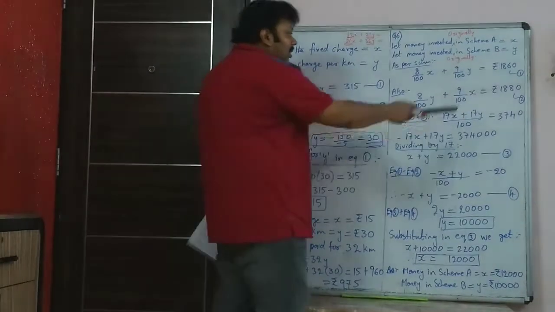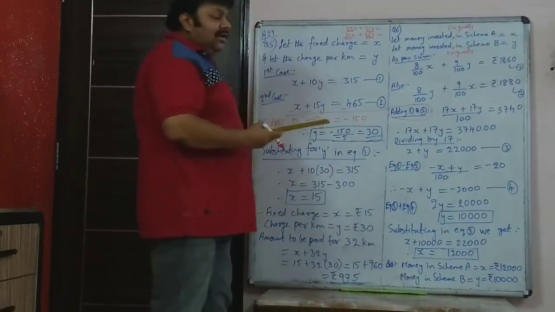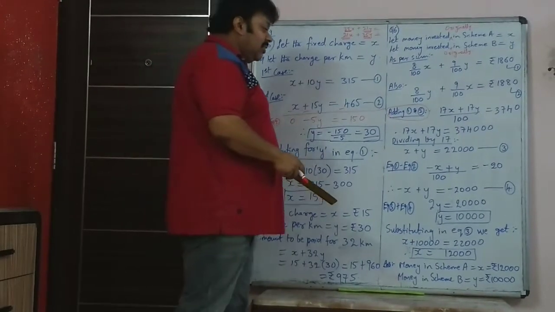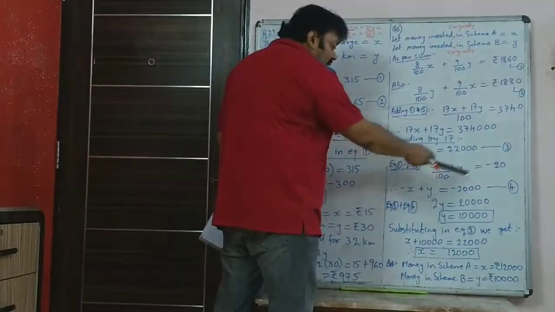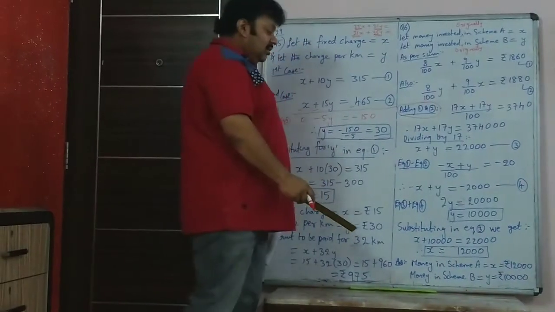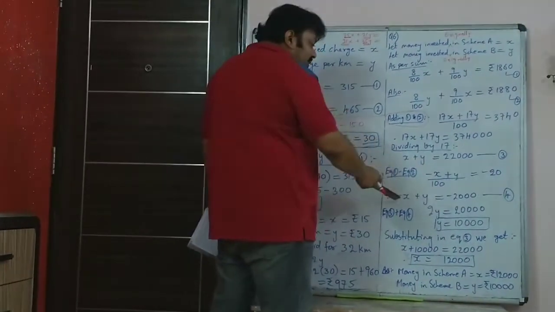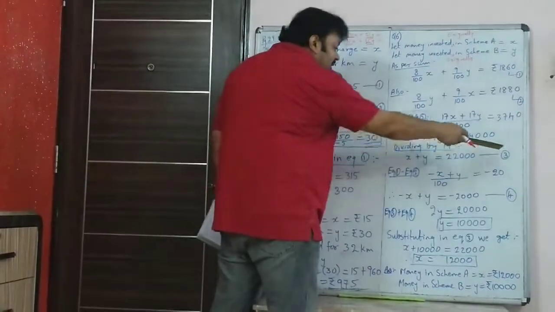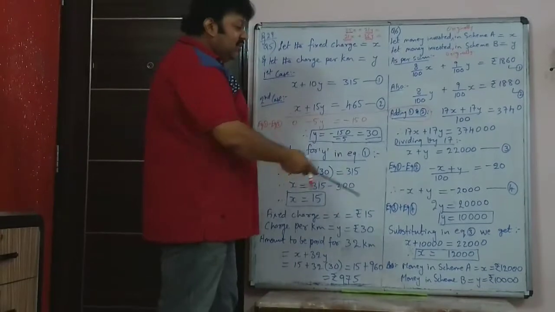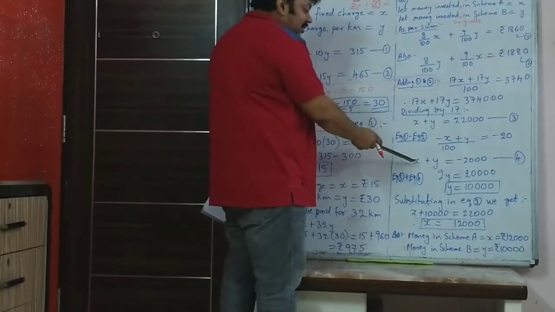Upon 100, when you do minus of this, you get minus 20. 1860 minus 1880 is minus 20. So now when you cross multiply, you will get minus x plus y is equal to minus 2000. So this is equation 4 and this is equation 3. They are very simplified equations now. All you need to do is add these so that x gets cut.